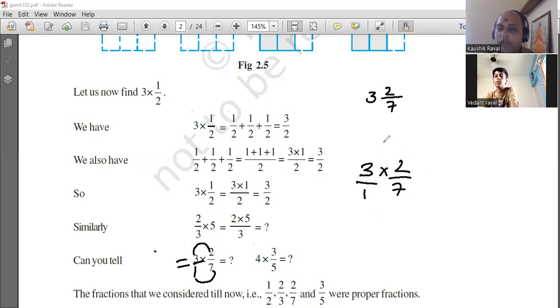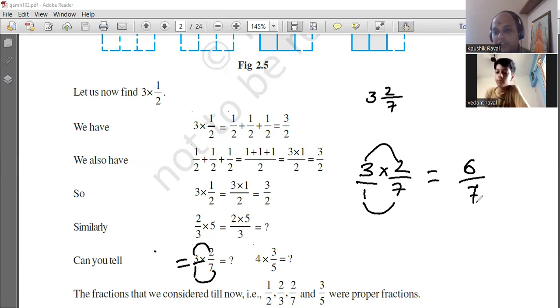When we want to multiply, what do we do? Numerator with numerator, denominator with denominator. So what will be the answer? 3 twos are 6. 6 upon 7. Now, is this a proper fraction or an improper fraction? Proper fraction. So no need to change it, right? This is your final answer. That's it. Now try this one.